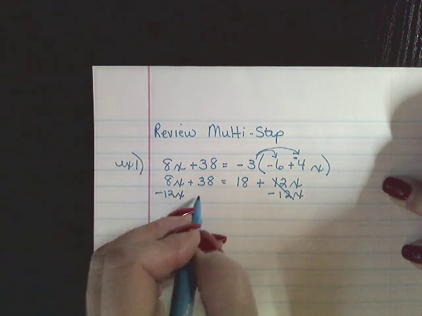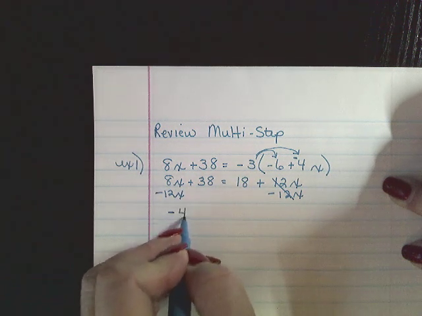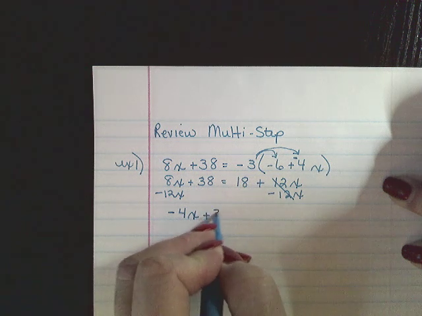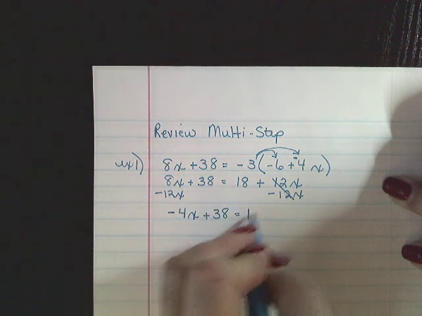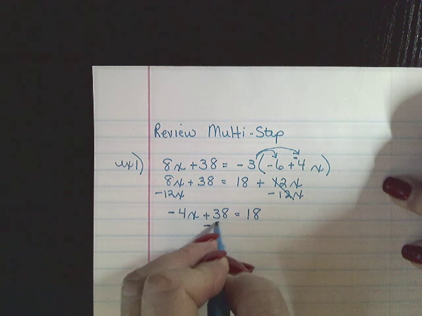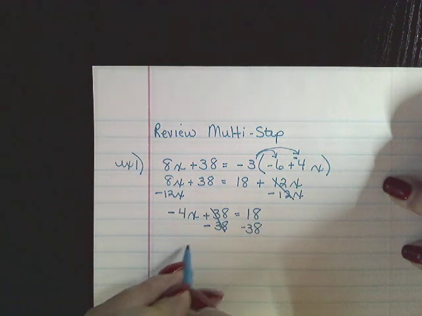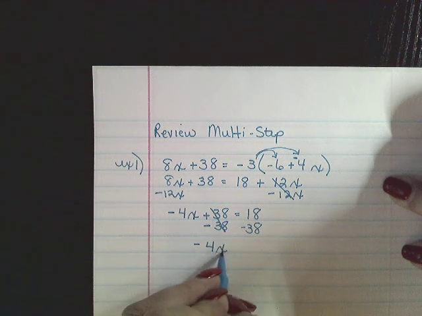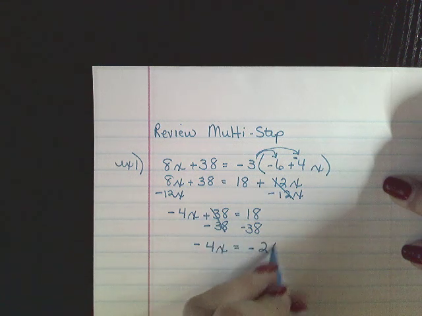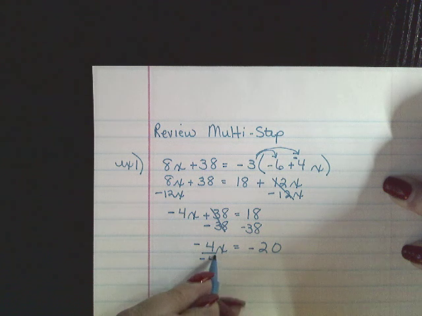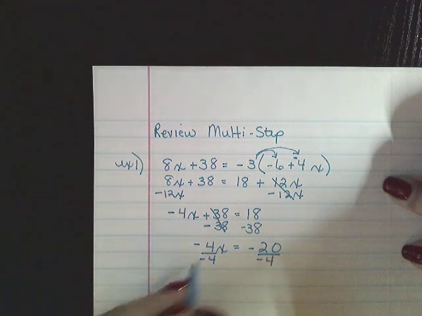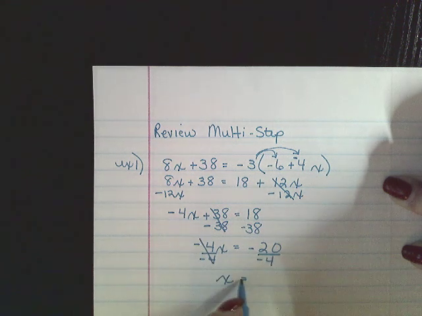8 plus negative 12x is negative 4x plus 38 equals 18. Now I'm going to add a negative 38 to both sides. Remember, this is all a review. I'm going to get negative 4x equals negative 20. Divide both sides by negative 4. X is equal to 5.